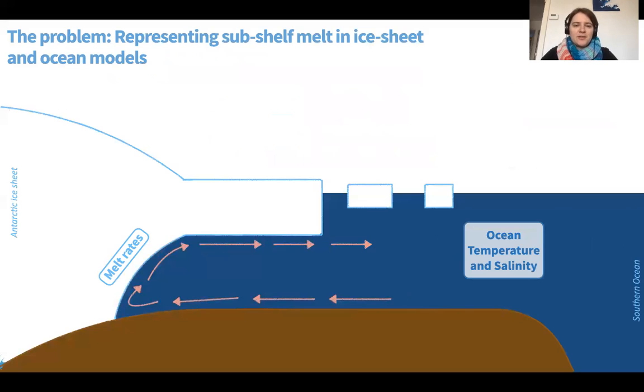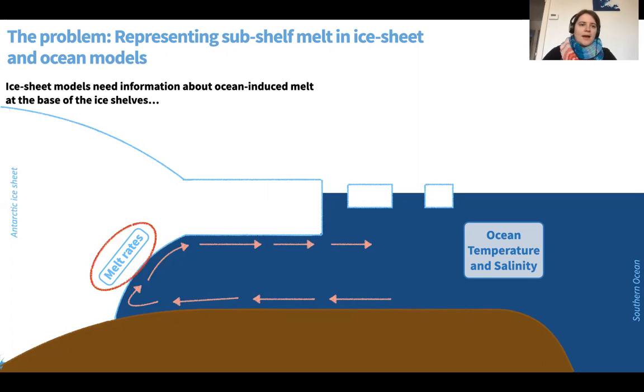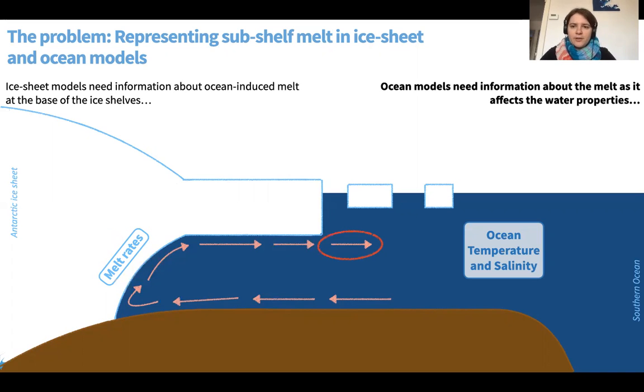So why are we interested in the subshelf melt? Ice sheet models need the information about ocean-induced melt at the base of the ice shelves to force the evolution of the Antarctic ice sheet and therefore simulate the Antarctic contribution to sea level rise, for example. On the other hand, ocean models need the information about the melt as it affects the water properties inside the ice shelf cavity, but also outside.